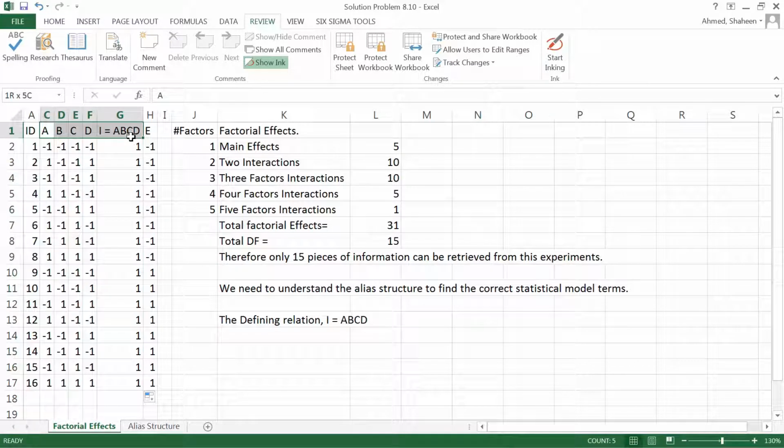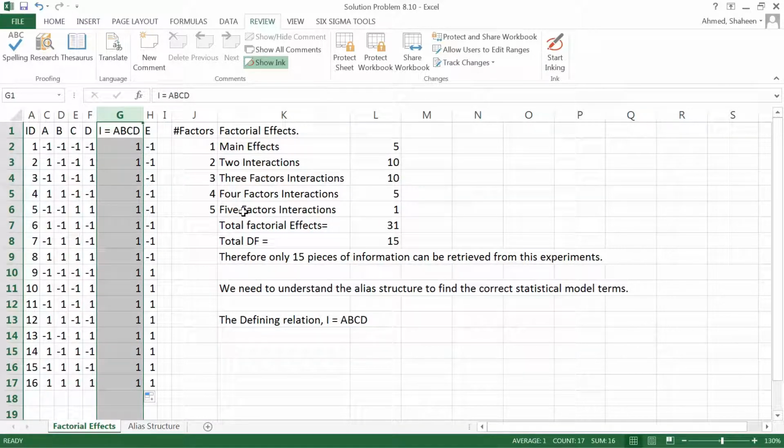So ABCD is used in this design as the defining relation. For a 5-factor design though, the best would be using the highest order, which is ABCDE, as the defining relation. But in this case, this journal article used ABCD as the defining relation, and that's okay. Let's see what the alias structure is and how to write that.